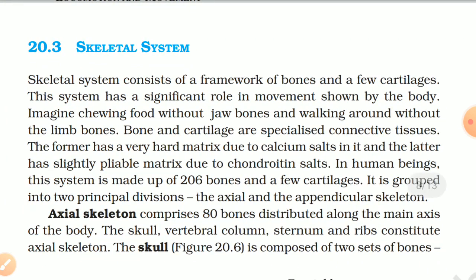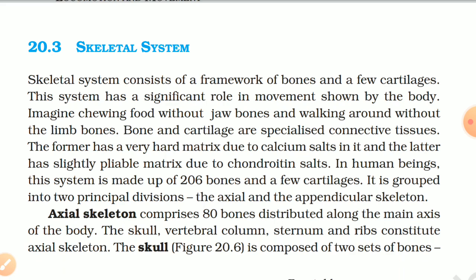20.3 Skeletal system. The skeletal system consists of a framework of bones and a few cartilages. This system has a significant role in movement shown by the body. Imagine chewing food without jaw bones and walking around without the limb bones. Bones and cartilages are specialized connective tissues. The former has a very hard matrix due to the calcium salts in it, and the latter has a slightly pliable matrix due to chondroitin salts.